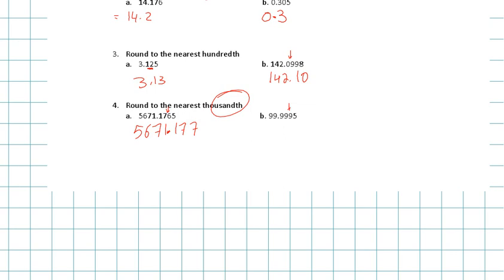99.9995 will round up to 100. That was a trick question. Zero, because I have to leave it to the thousandths.